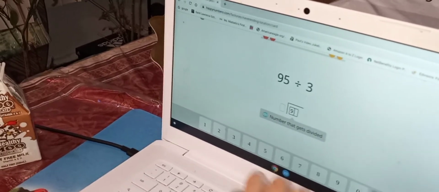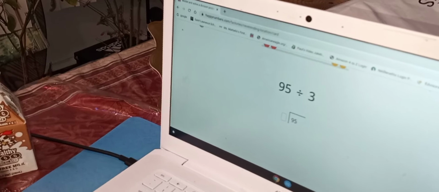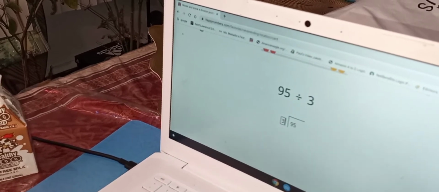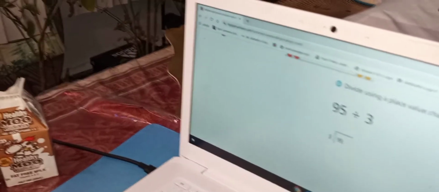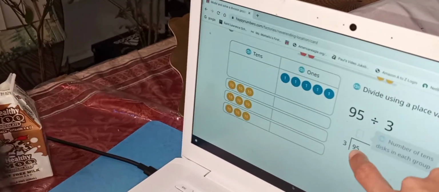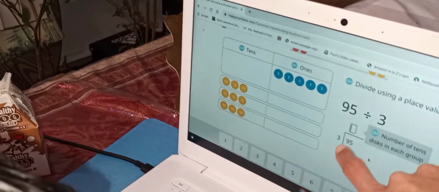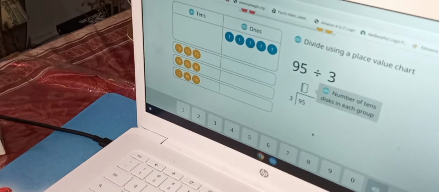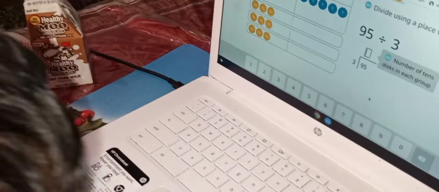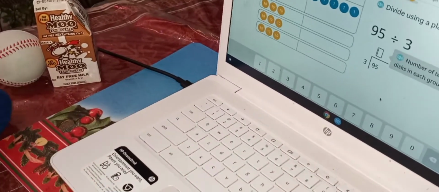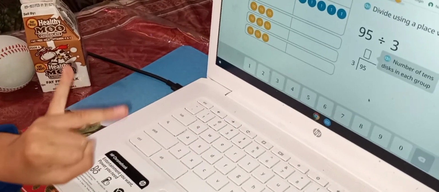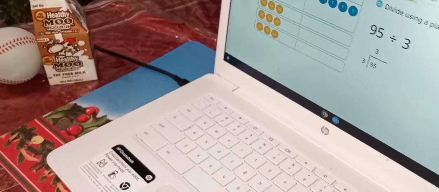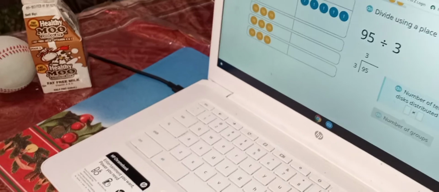Alright. The number that gets divided is 95. Divide by 3 as the divisor. Right, first you do the tens. The first number, 9. 9 divided by 3. How many 3s can you group in 9? 3. Very good. Now 3 times 3.